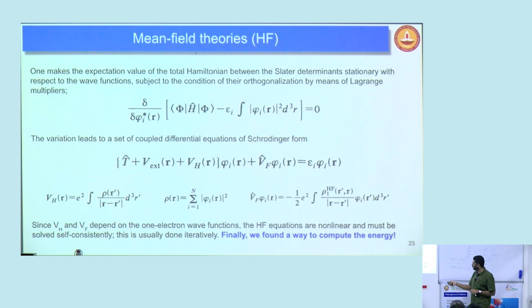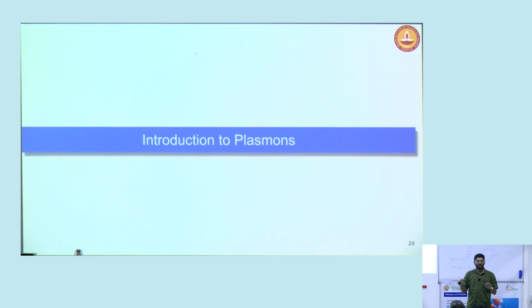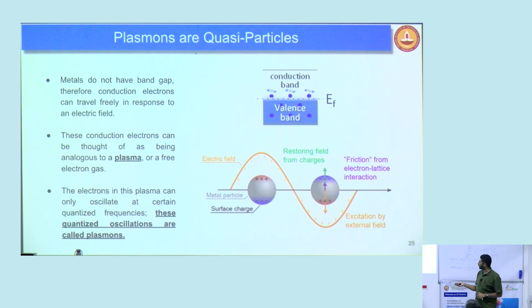Okay. Now that we do know, the next part would be to solve the time dependent Schrodinger equation. That will be a little difficult. So in between we will have a little bit of cooling with plasmons. Okay. So what are plasmons? You might have heard about this earlier.